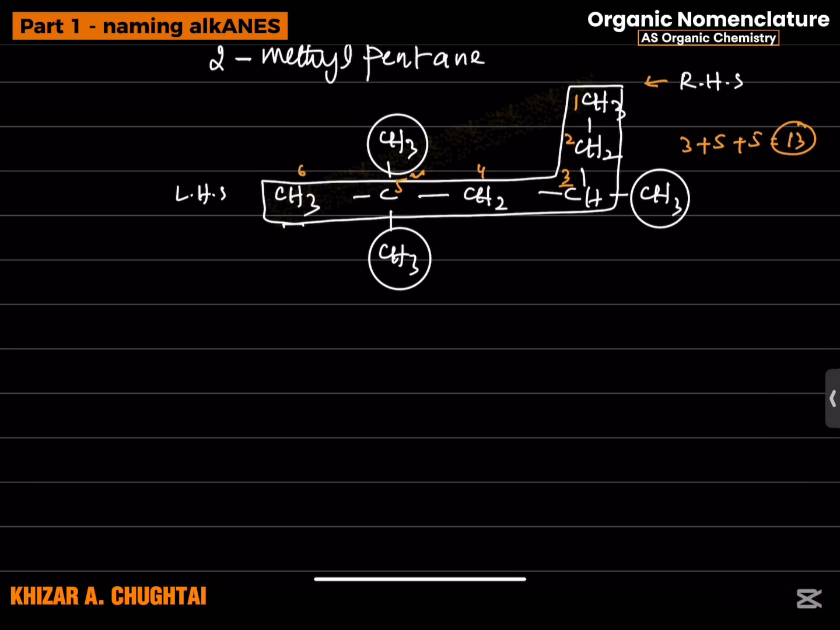Now I am going to mark the numbering from the other side. 1, 2, 3, 4, 5, and 6. So 2 plus 2 for this branch plus 4. What is the answer? Which number will be preferred? Lowest one, correct. So green numbers are the correct numbers.